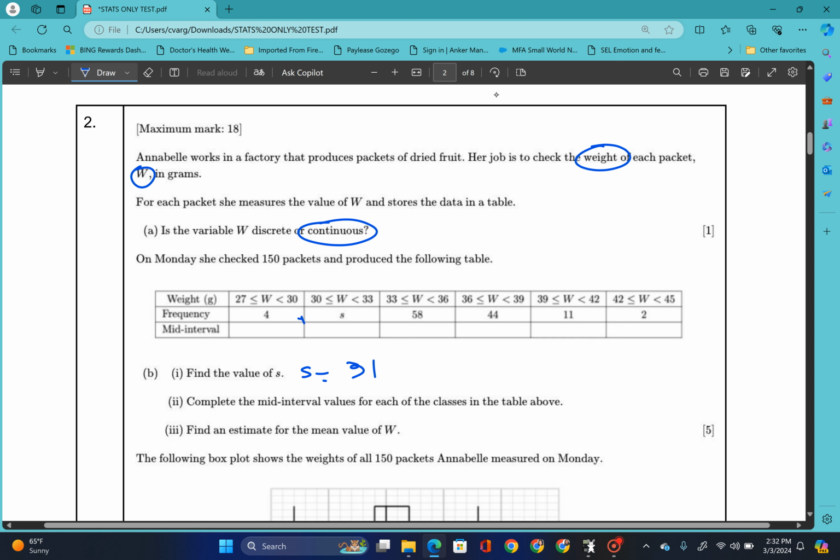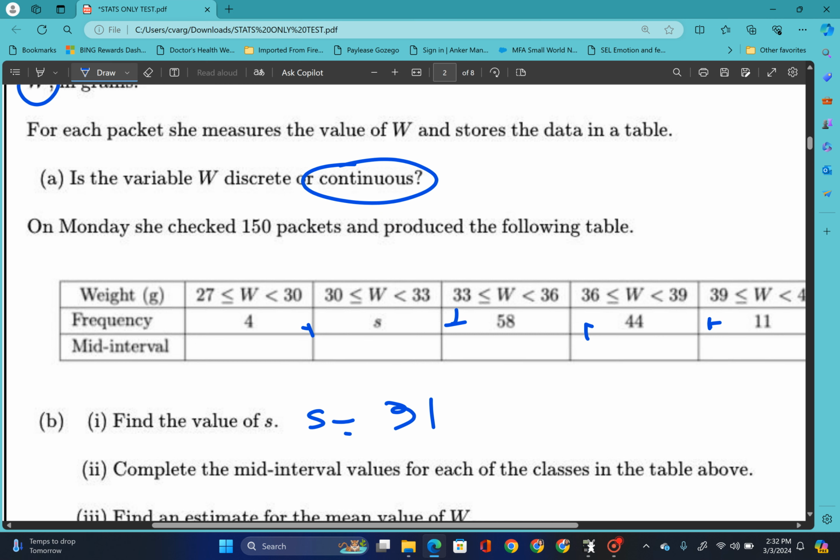All right, the next one says complete the mid-interval values. So we want to find what numbers are right between 27 and 30. Some of you might be able to do that pretty easily, but for others, you might have a hard time. So just find the average, right? You could do 27 plus 30 divided by 2, and you're going to get 28.5. Do the same thing for each of the other ones. So this is going to be 31.5. The next one right here is going to be 34.5.